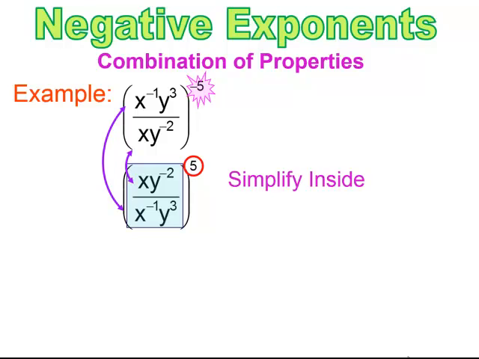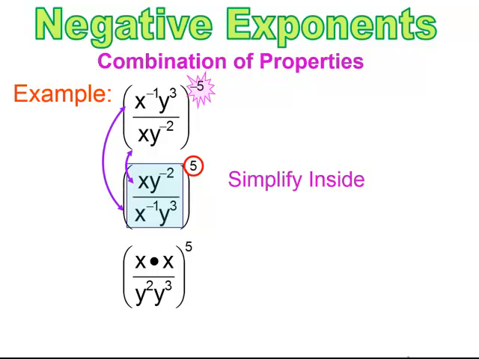So I want to simplify inside. So I'm going to take what we have inside and move the things that need to move. So that x on top, and then I have x to the negative 1 on the bottom, that's going to come up top. And then that y to the negative 2nd power will go to the bottom, and the y to the 3rd will stay on the bottom because it's positive.